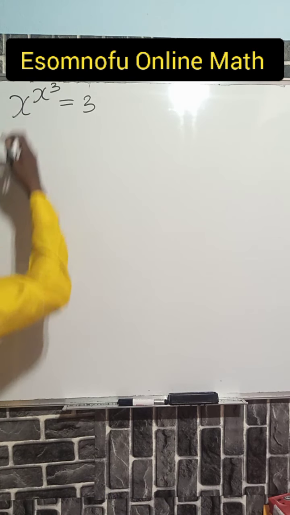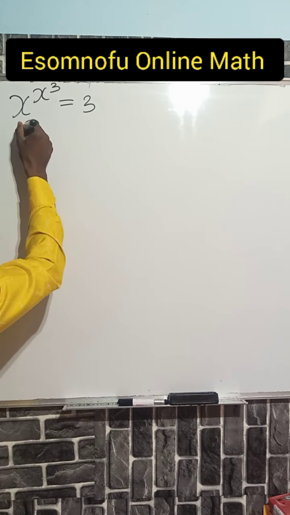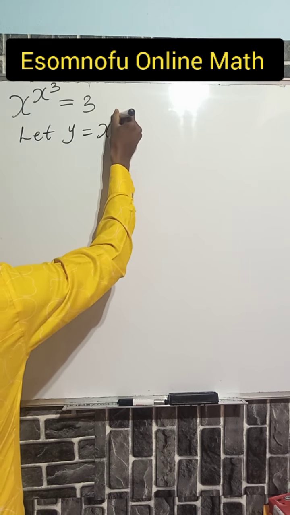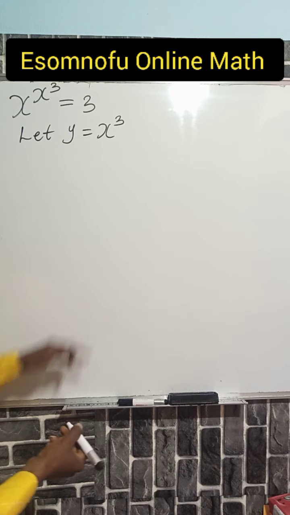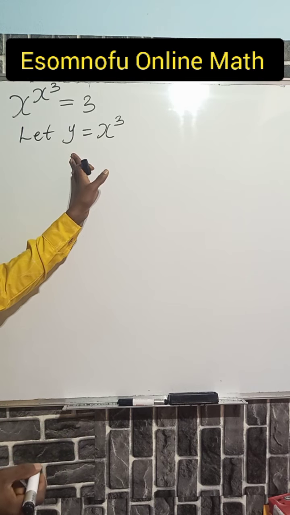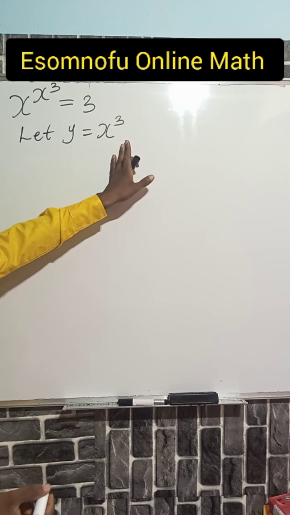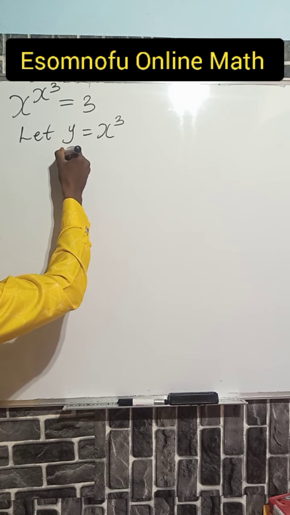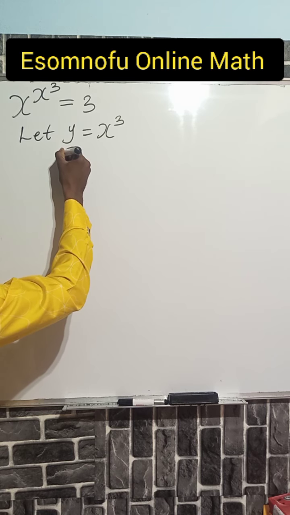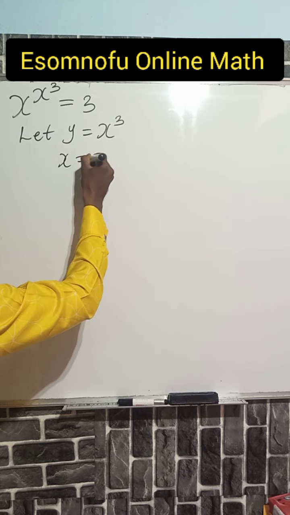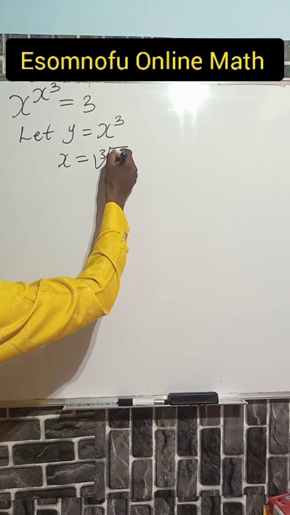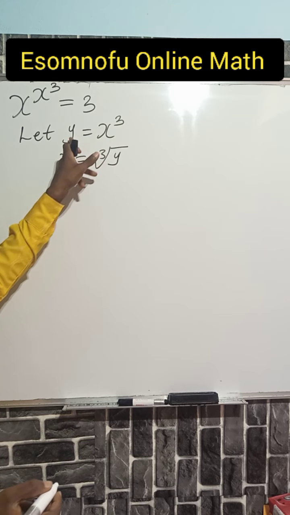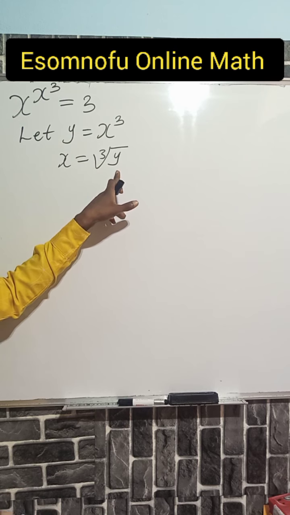Because the power is having a power, I can reduce it by saying let y, or any letter you like, represent the power. The power is x to the power of 3. So from this, supposing I make x the subject of the formula, you will see that I'm taking the cube root of both sides. So if I take the cube root of both sides, x is cube root of y. That's the implication. When you take the cube root of both sides, the cube cancels here, so x becomes the cube root of y.